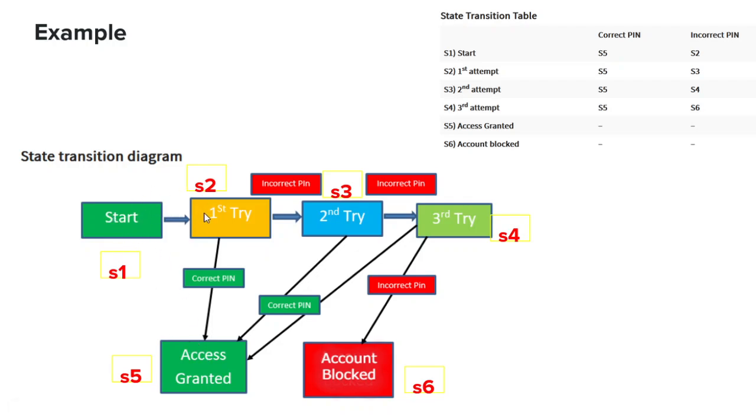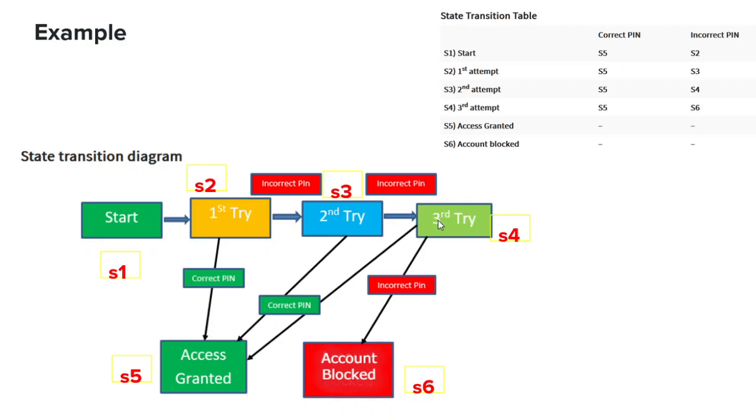So we have to check for the correct pin on the first try. We have to check the correct pin transition for the first try. We have to check the incorrect pin for the first try as well, so that it will go to the second try option. Then we have to enter the correct pin after the second try, and it will go to access granted. We have to check for an incorrect pin after the second try, that will go to the third try option. That is another test case.